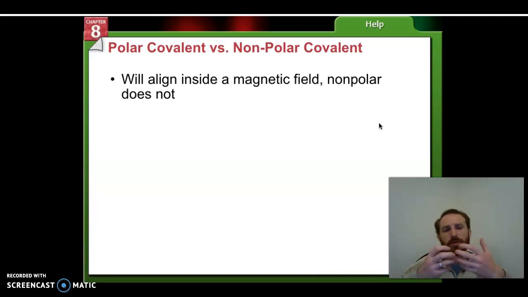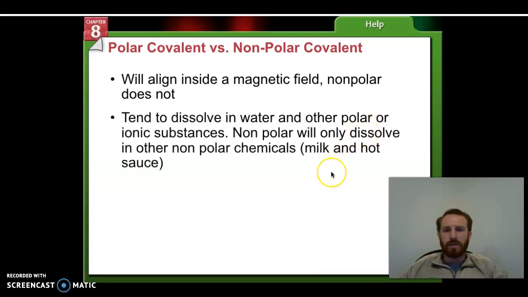But if it's nonpolar, it's like the difference between something that's metal, where if I put a magnet to it, it's going to pull on it, versus if I stick it to something like paper or plastic, which is mostly made of nonpolar bonds, where nothing's going to happen, right? Polar covalent bonds also will dissolve in water, and other polar or ionic substances will also dissolve in water. Nonpolar substances are only going to dissolve in nonpolar chemicals such as milk, hot sauce, soap, things like that, right?